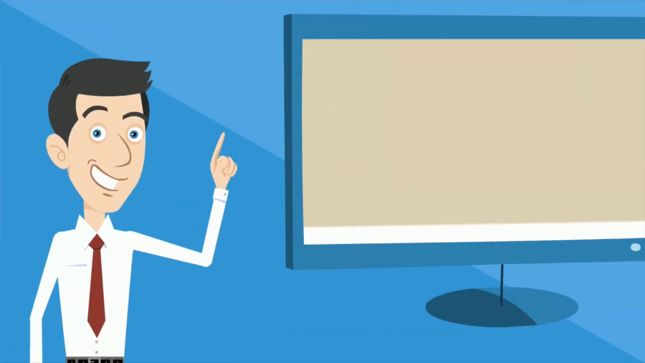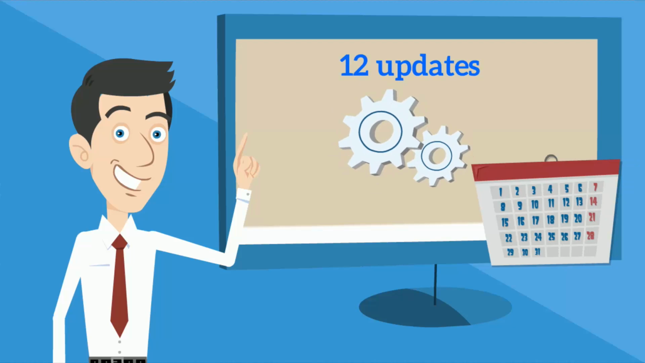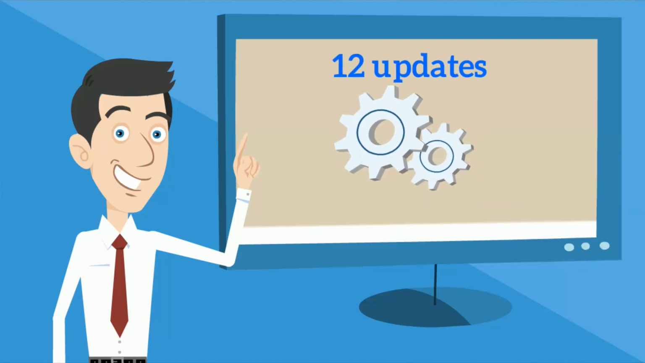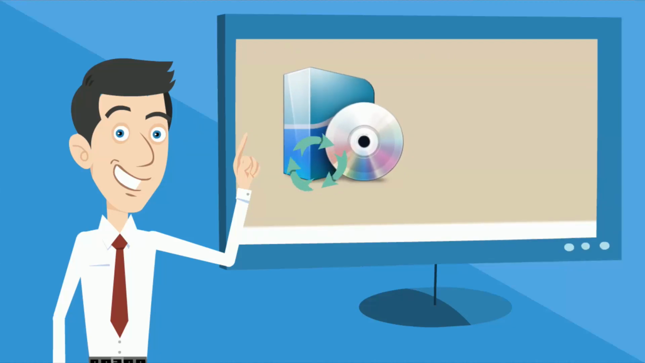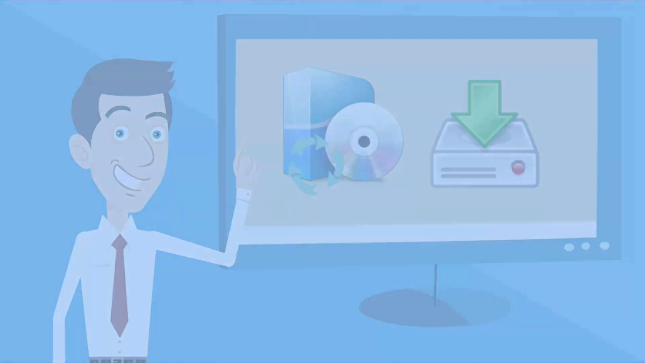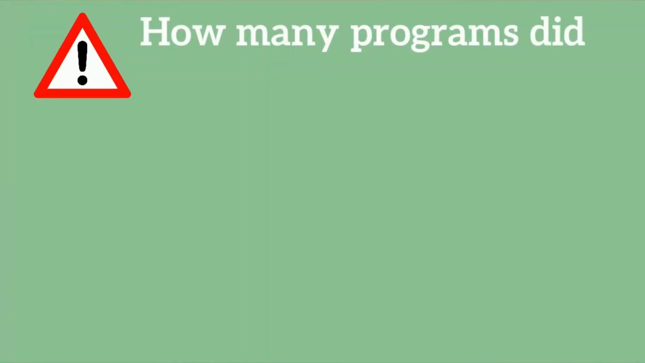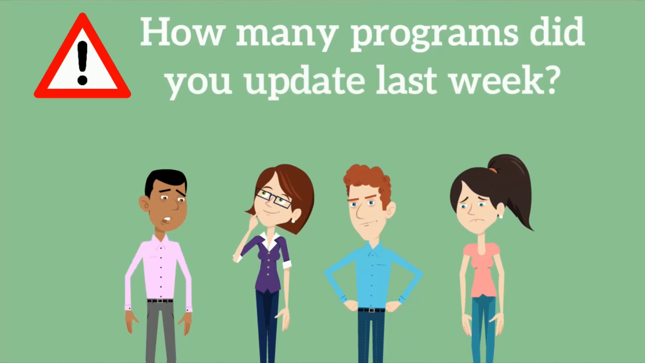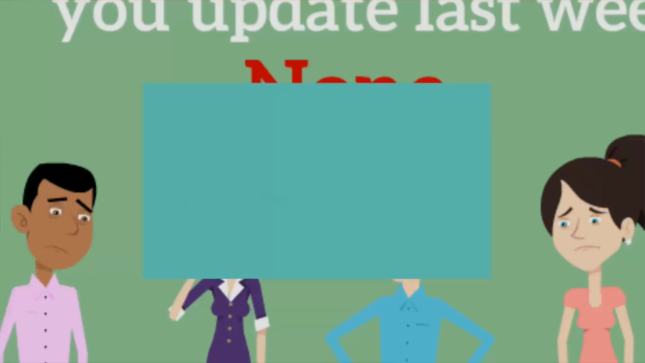The average computer needs as many as 12 updates each week just to keep up. Some programs try to update themselves, but those updates take forever, and sometimes you have to manually install them. How many programs did you update last week? If you're like most people, the answer is none.